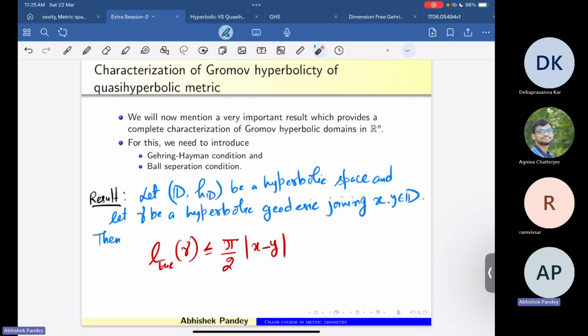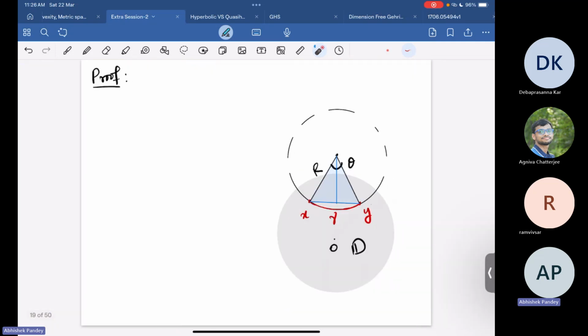Consider the Poincare disk model of the hyperbolic space and let gamma be a hyperbolic geodesic joining x and y. Then the length of the curve gamma is less than or equal to pi by 2 times modulus x minus y. So this basically says that this hyperbolic geodesic is essentially the shortest curve in the Euclidean sense, up to the constant pi by 2. We'll see the proof of this one.